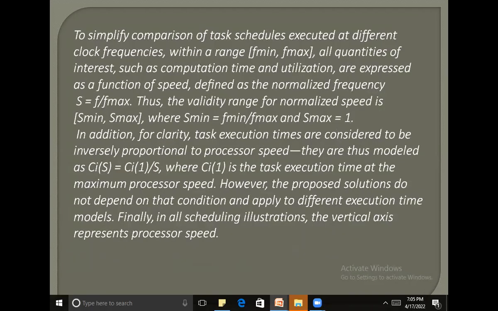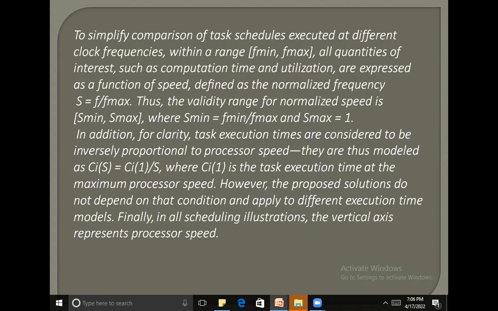To simplify comparisons of task schedules executed at different clock frequencies within a range of f min and f max, all quantities of interest, such as computational time and utilization, are expressed as a function of speed, defined as a normalized frequency s equals f by f max, that is, frequency divided by maximum frequency. Thus, the validity range for normalized speed is s min to s max, where s min is equal to f min divided by f max and s max is equal to 1.